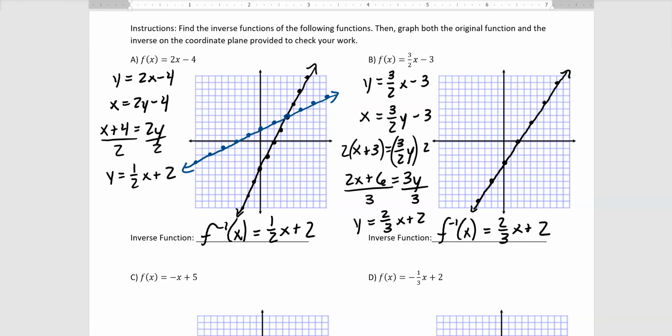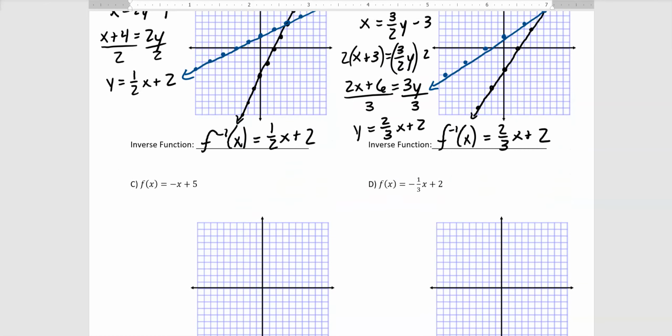Fantastic. Now let's graph that inverse as well, 2/3 x plus 2. So plus 2 will be right there, and I'll go up 2, right 3, repeating, then down 2, left 3, repeating, and there we go. Connect our dots. Beautiful. Fantastic. And we can see that y equals x line of symmetry right across there. We should be feeling pretty confident.